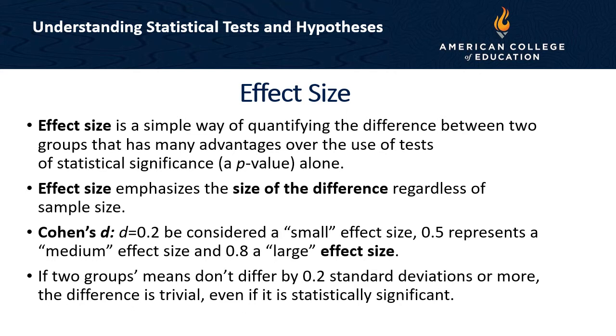And the statistician Cohen came up with a value called d to represent effect size. And Cohen said this, that a d of 0.2 is considered a small effect size, a d of 0.5 is a medium effect size, and a d of 0.8 is a large effect size. So what this means is that if two groups' means don't differ by 0.2 standard deviations or more, the difference is trivial, even if it is statistically significant. So we might get a p-value that tells us that it's statistically significant, but if the effect size is not greater than 0.2 standard deviations or more, that is Cohen's d, then we have to question the results. So combining p-values and effect size give us a much more holistic picture of whether or not the null hypothesis we've rejected is meaningful.